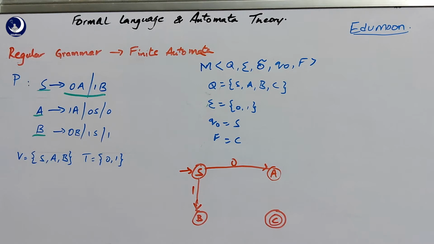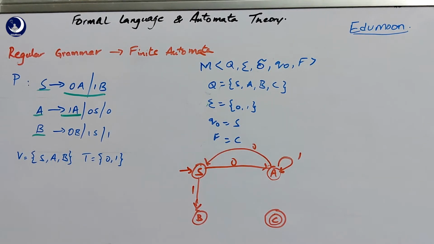Now coming to A, A on 1 goes to A again, as in 1A in the production rule. That indicates that for input symbol 1 on A, we can have a self loop. A on 0 goes to S, because A goes to 0S is given, and finally A goes to 0, that is the terminal, which is the acceptance of the string in the grammar. So for A on 0 we can give a transition to the final state. Clearly this is a finite automata but not a deterministic finite automata. So this can be treated as a non-deterministic finite automata.